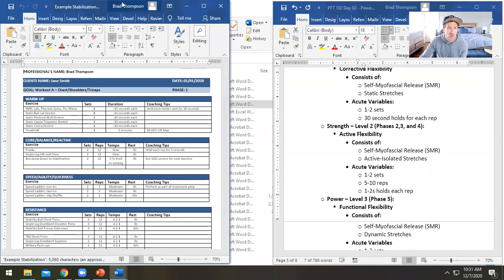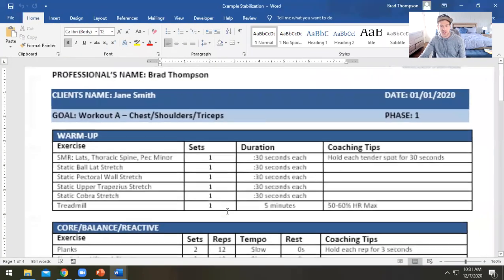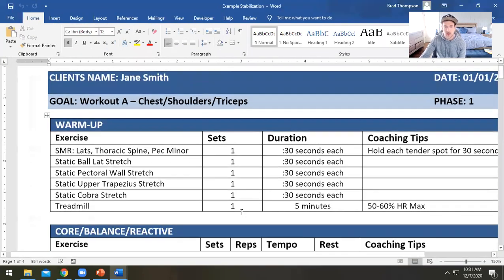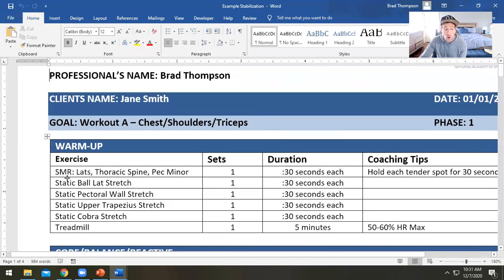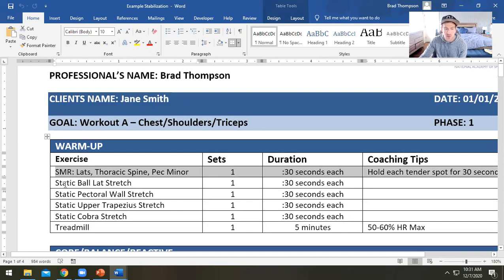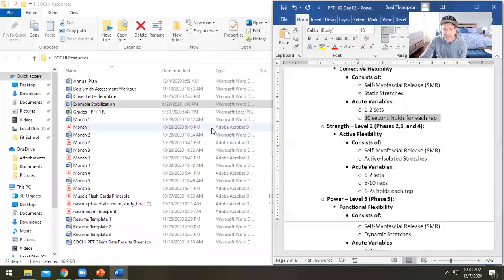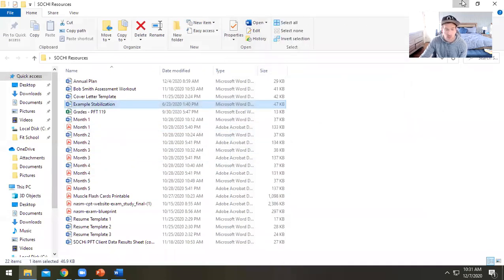So when you're writing a program for a client who's in stabilization, it might look something like this, right? You would foam roll their lats, thoracic spine, and pec, and then you would do a static stretch for each of those, and you would do each of those for 30 seconds. And that is a classic sort of stabilization routine.